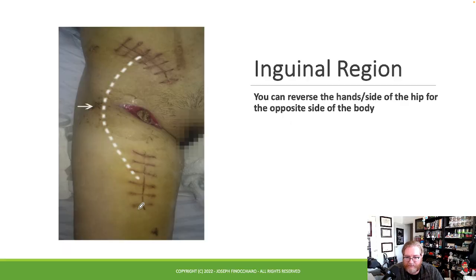Then obviously, if you are on the other side of the body, swap hands. If you're on the right side, use your left hand. If you're on the left side, use your right hand to put your thumb and middle finger in place, and then you go from there.